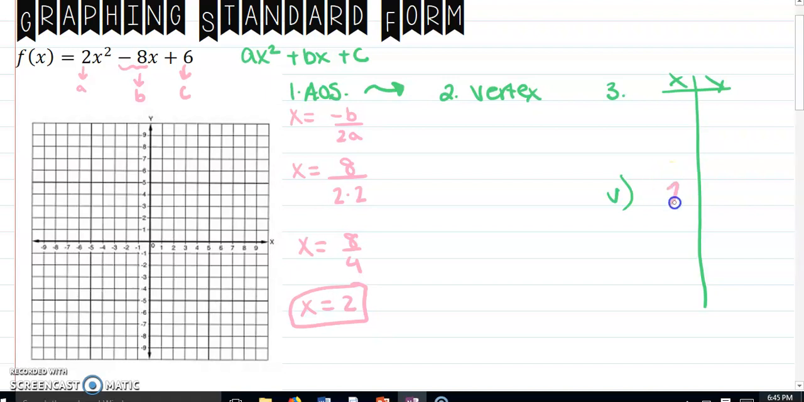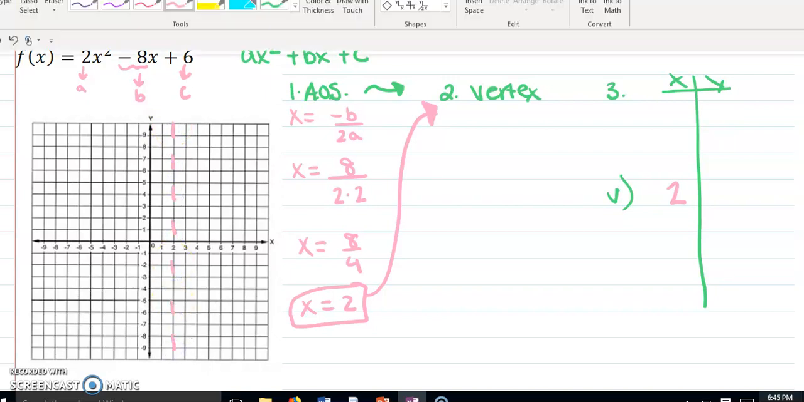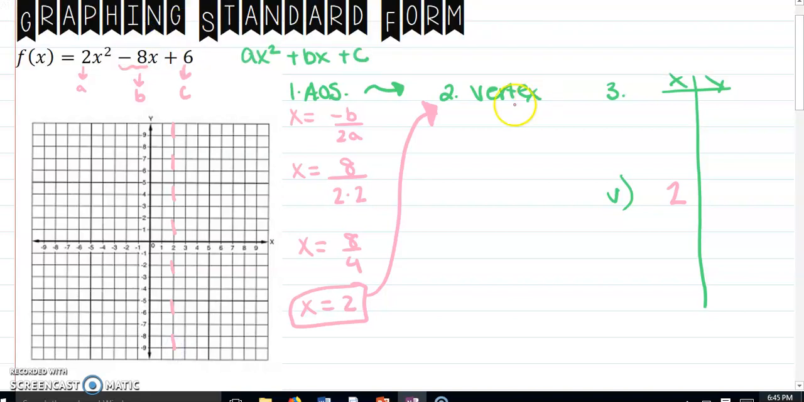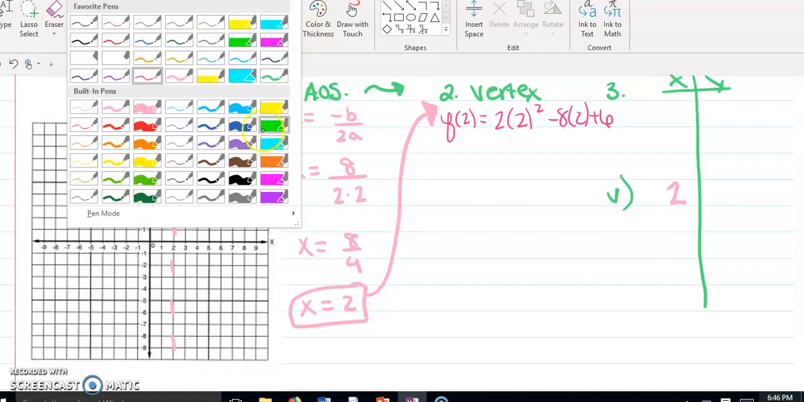So that's our axis of symmetry, and that leads us to be able to find the entire vertex. But we should also graph the axis of symmetry as a dotted line at x equals 2. Like I said before, we're going to use that to find the vertex. So you'll plug in x for the function. f of 2 equals 2 times 2 squared minus 8 times 2 plus 6. And we use PEMDAS here to simplify.